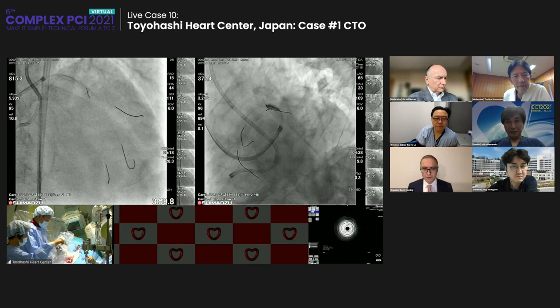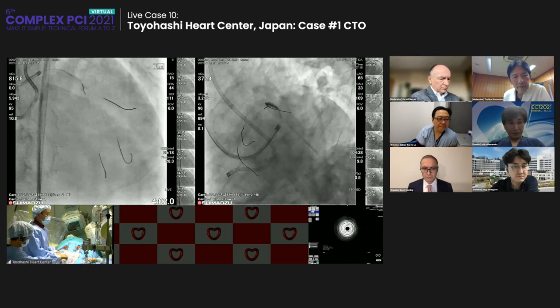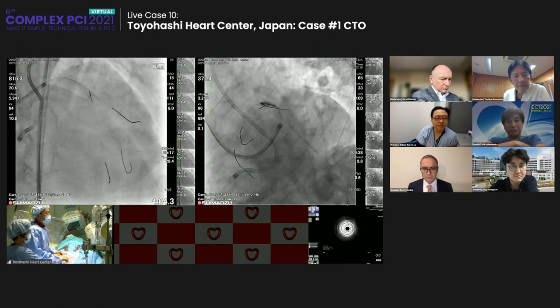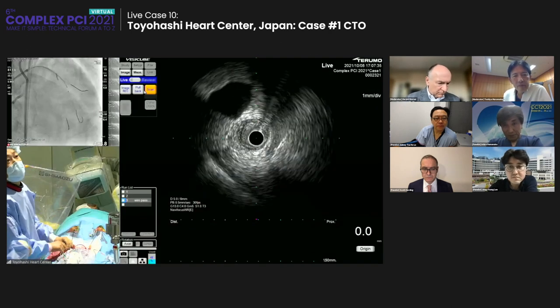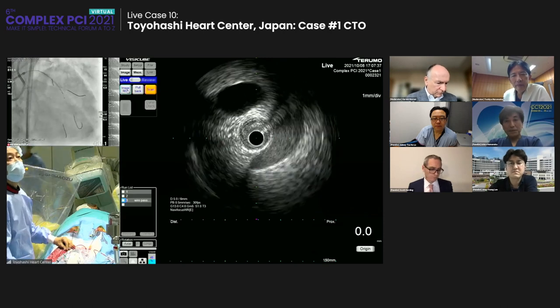Okay, then now I can show you the IVUS from the diagonal. Oh, my vessel is shrinking.